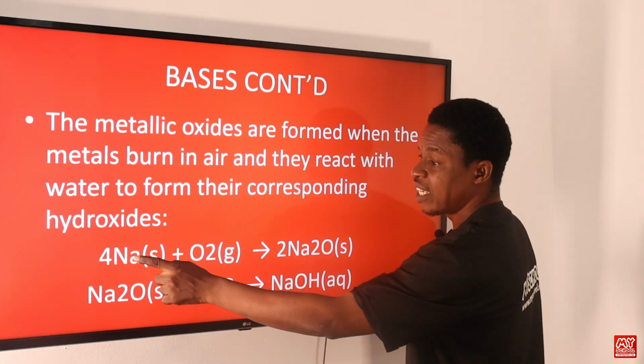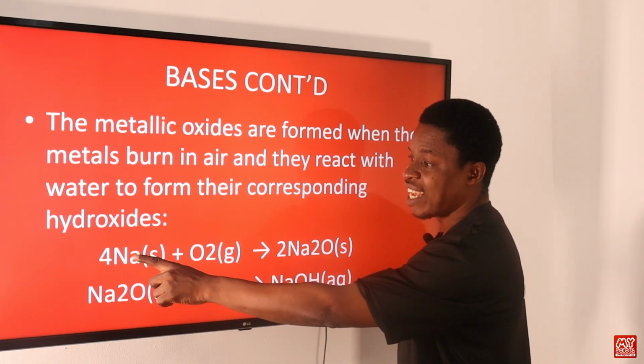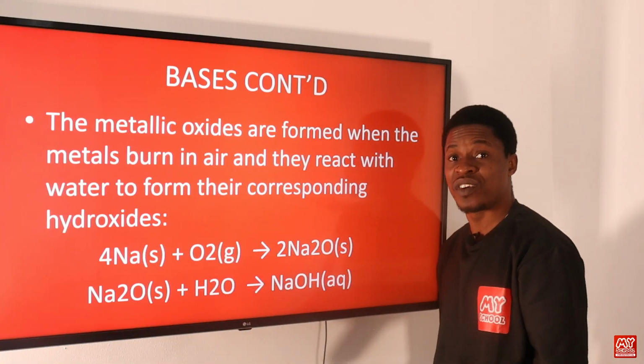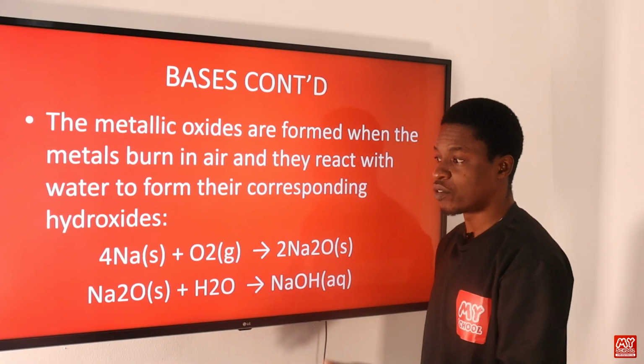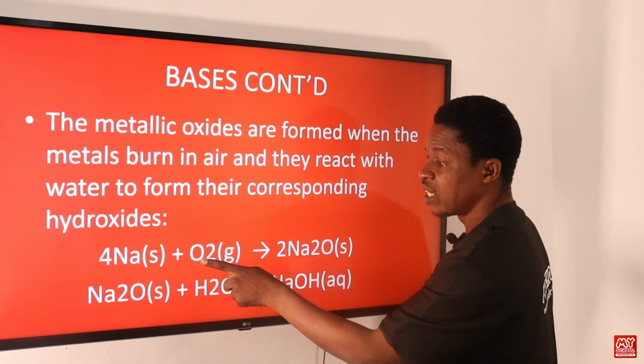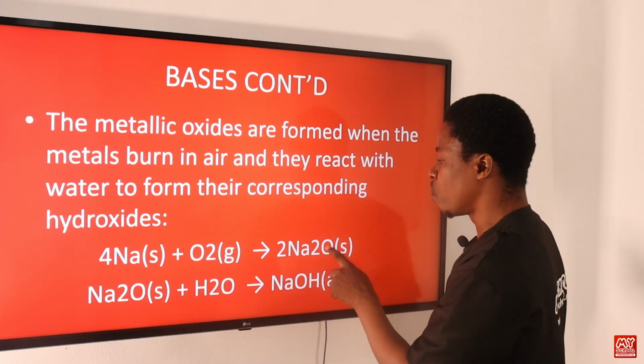Of course, sodium is in group 1 of the periodic table, and it has 1 electron in its outer shell. Group 1 elements are usually referred to as alkali metals. Sodium is an example of that. If sodium reacts with oxygen, we have sodium oxide, that means Na2O is what is formed.